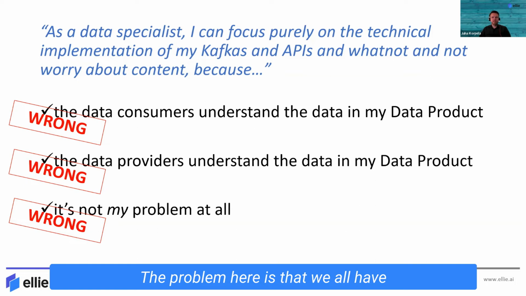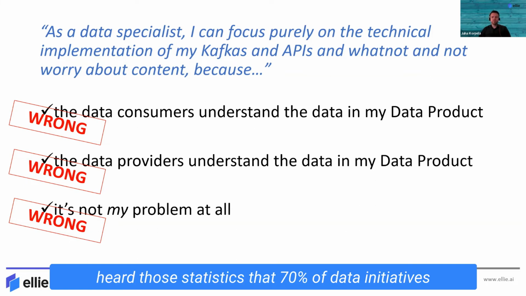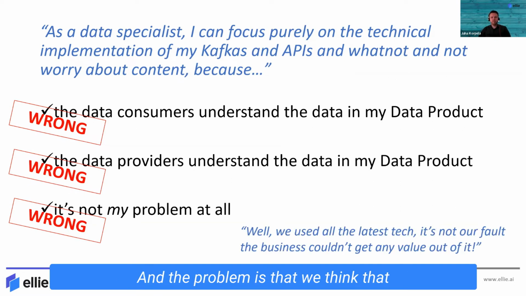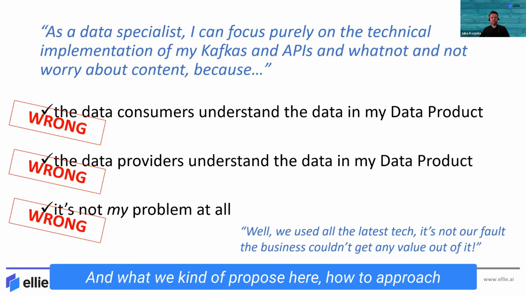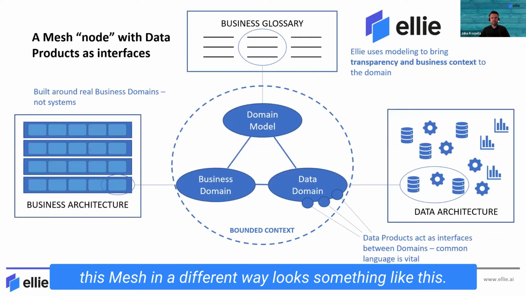The problem here is that we all have heard those statistics that 70% of data initiatives go wrong and they don't produce anything. And the problem is that we think that we can use all the latest technology, and then we just expect that to generate value. And if we data specialists, and now I'm talking in a more general sense, all of us here, if we fail to produce value, it's not the problem for us to think about, because we use the modern data stack. But this is a dangerous fallacy. And what we kind of propose here, how to approach this mesh in a different way, looks something like this.